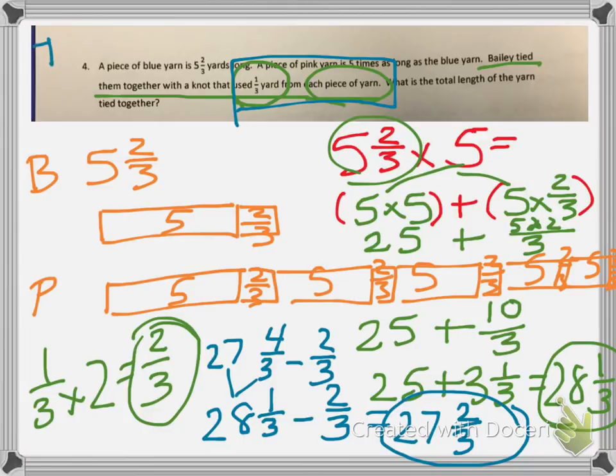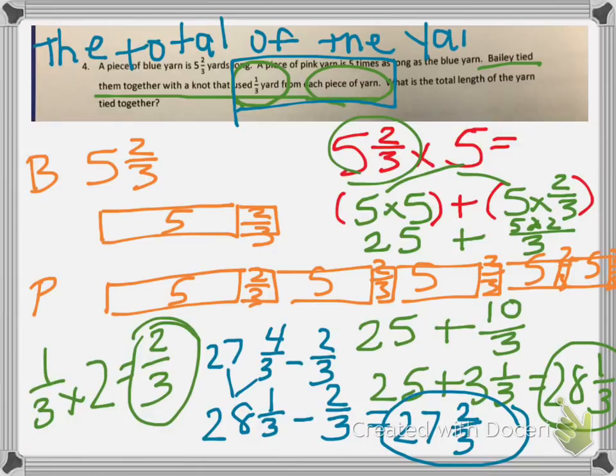The total length, the total of the yarn is 27 and 2/3 yards. Okay, don't forget your units, period. All right, that was number 4.